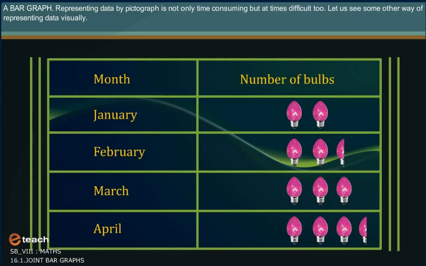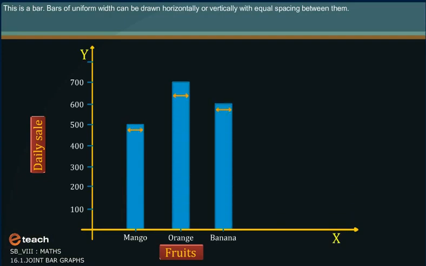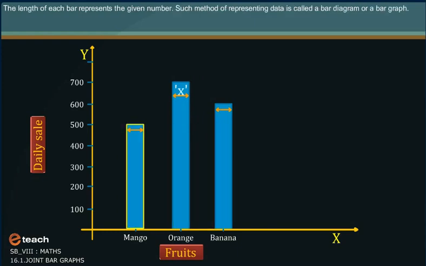Representing data by pictograph is not only time-consuming but at times difficult too. Let us see some other way of representing data visually. This is a bar. Bars of uniform width can be drawn horizontally or vertically with equal spacing between them. The length of each bar represents the given number. Such method of representing data is called a bar diagram or a bar graph.